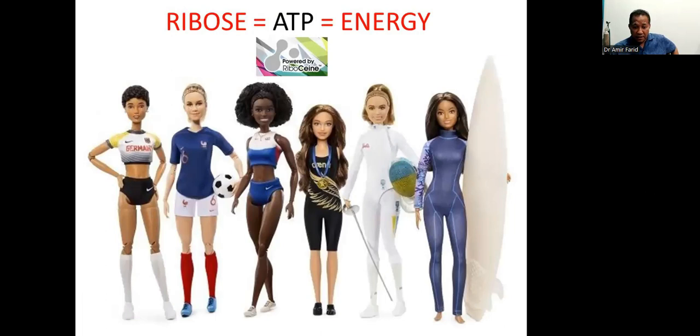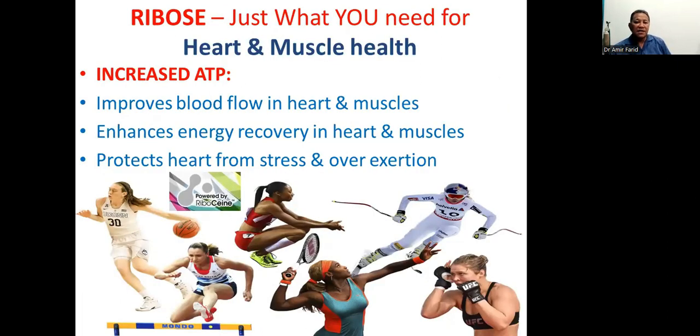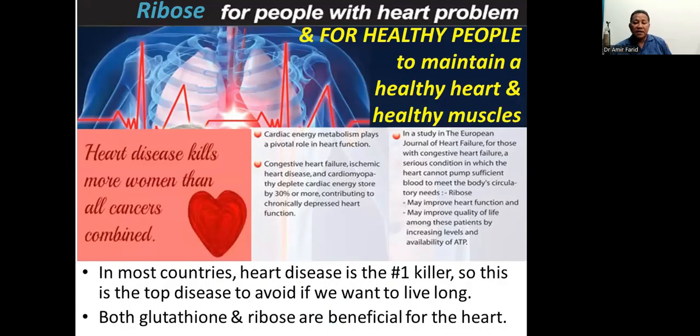Okay. So we stress so much about glutathione, but since you also have ATP, let's also celebrate the benefit that ribose brings by boosting up ATP. Right, with ATP, you have extra energy, better performance, better blood flow, better recovery from exercise and stress, and the heart and muscles especially benefit from having extra ATP. It is especially good for the heart, and cardiologists who believe in nutrition actually use ribose for their heart patients.